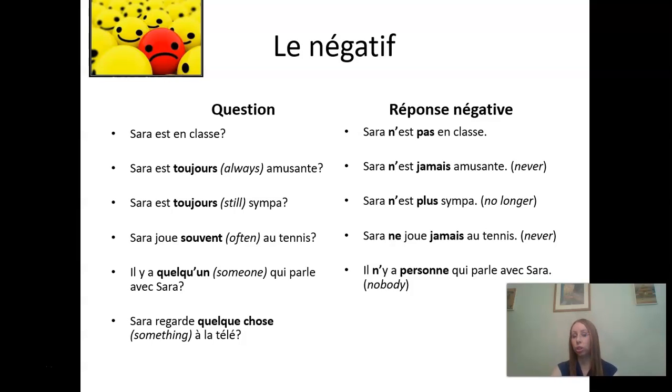Sarah regarde quelque chose à la télé. Sarah ne regarde rien à la télé. So, quelque chose, opposite, rien. And again, notice all of these are ne and some negative. So we changed the pas to something else, but we always still have the ne, verb, some negative. So we have toujours, jamais, toujours, plus, souvent, jamais, quelqu'un, personne, and quelque chose, rien.